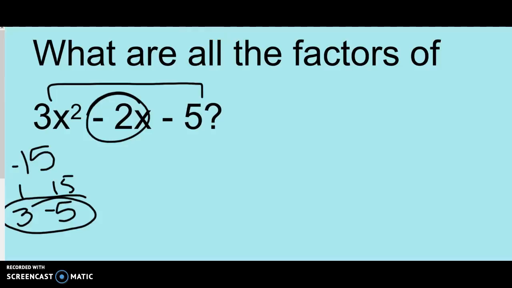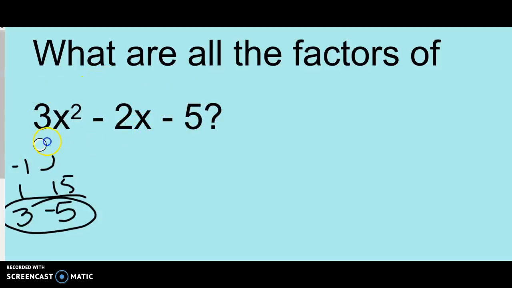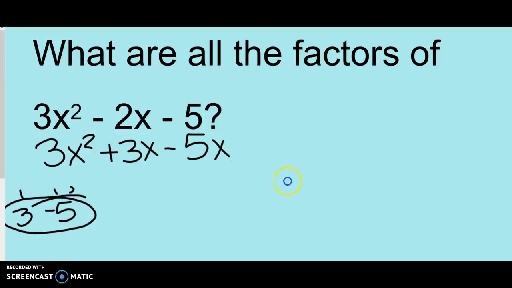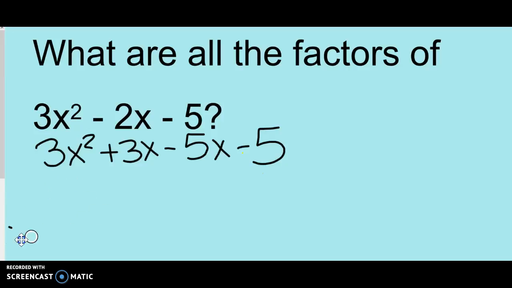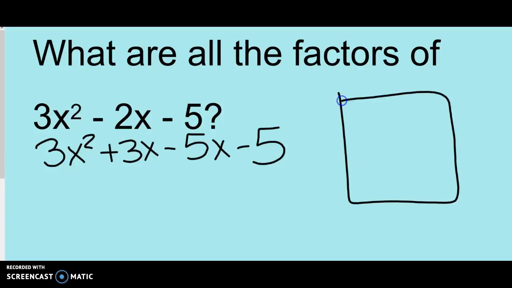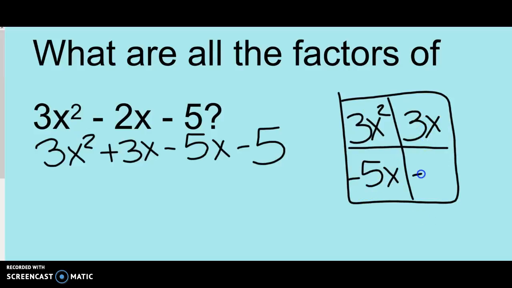So now we're going to rewrite them. You want to write them as 4 terms now, right? You're writing that sum over again. So we've got 3x squared stays the same, plus 3x minus 5x minus 5. Oh, this is going to be an easy one to do. Look at all those common numbers. All right, so you could either make a box and check your answers. Okay, put all these little guys in there. So I've got 3x squared, 3x, -5x, and -5.